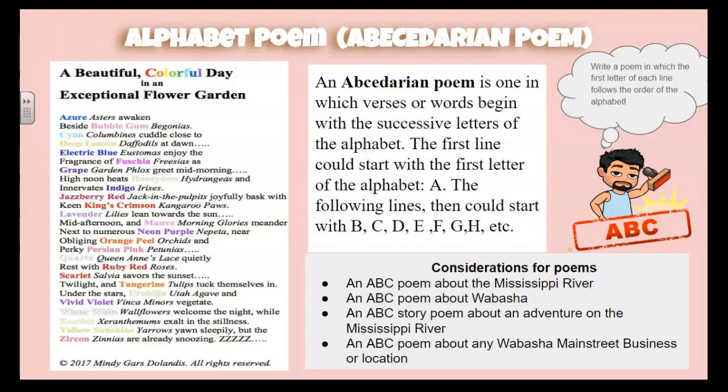It's also color coded and it has the flowers in italics. So you can play with fonts and colors and italics in your poems to make them look a certain way. So write a poem about the Mississippi River using the ABC format, or Wabasha, or any adventure story. You could just think about how you could write a poem using the ABCs.